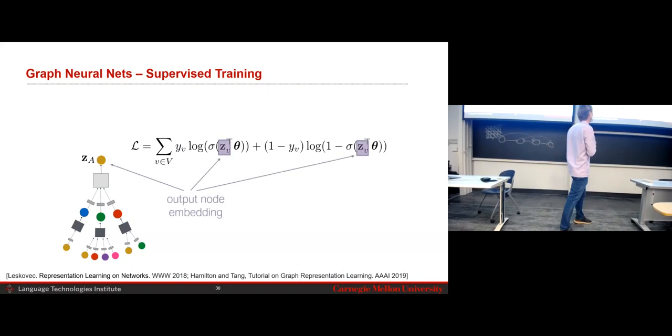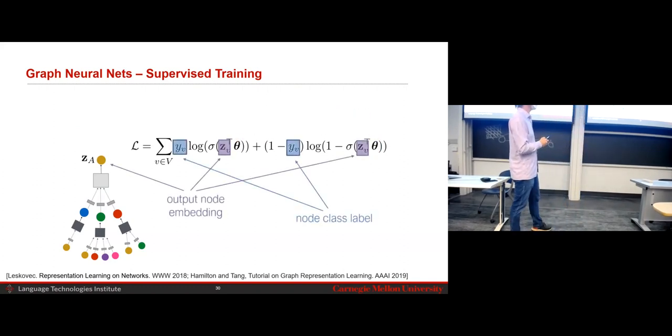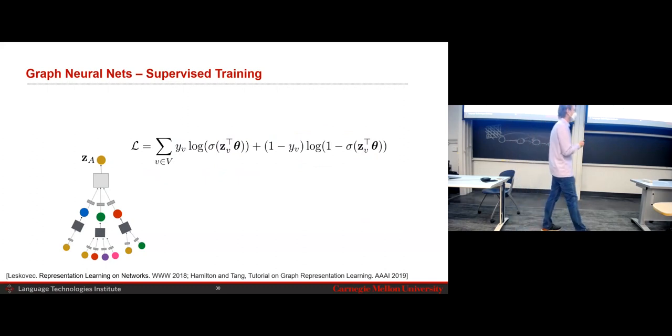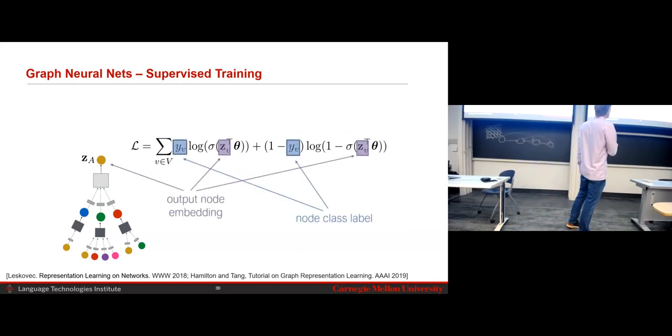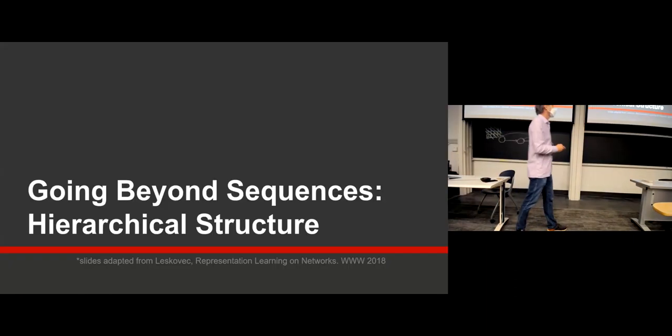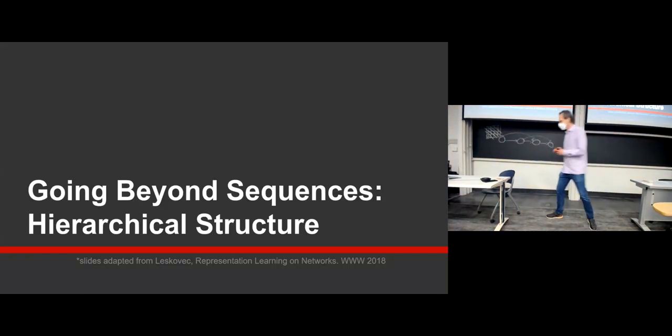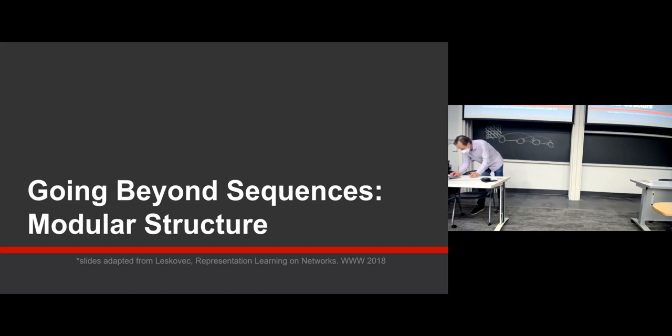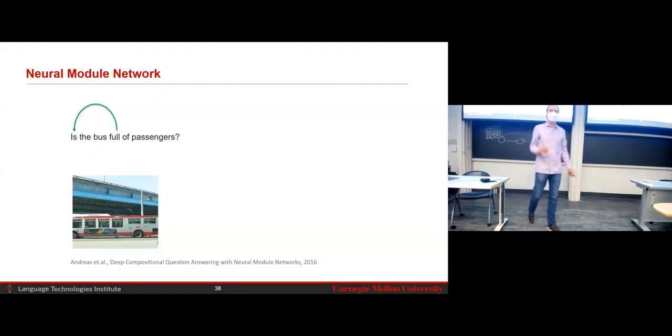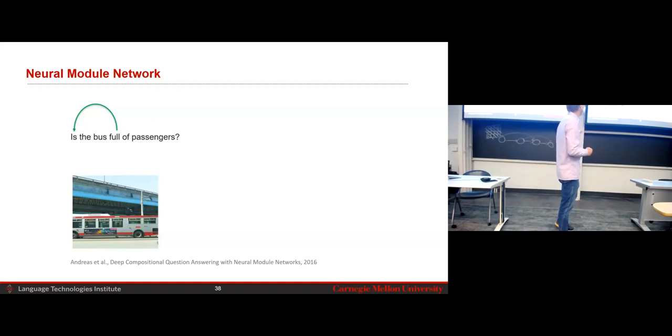I will skip the training exactly, but you can define different losses over that. One is maybe because you are doing some kind of supervised learning where you have labels for some nodes and not other nodes. That part is not that important. I would like to skip it because I really want to talk about module networks. The hierarchical one is interesting, but the interesting one is module networks, and I want to be sure that I talk about that.